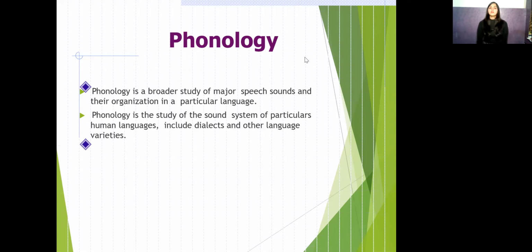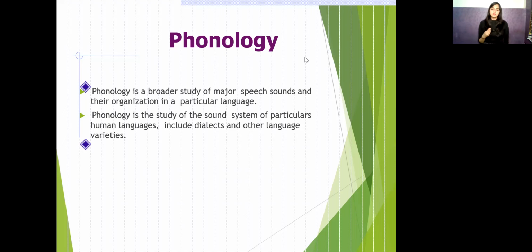Okay, let's see phonology also. Phonology is a broader study of major speech sounds, phonetics, and then comes phonology. And there's an organization of that specific language, that is English. Phonology is the study of sound. It can be any language sounds, but we are doing English language sounds. And how systematically human languages are produced. It includes dialects and other language varieties.